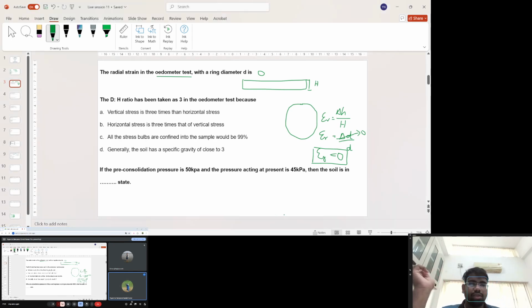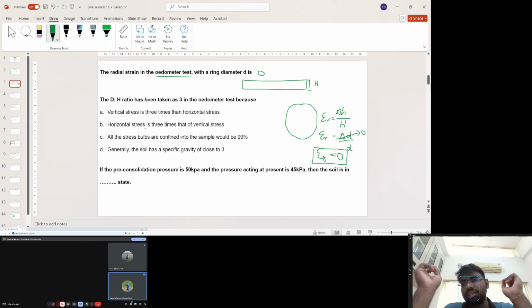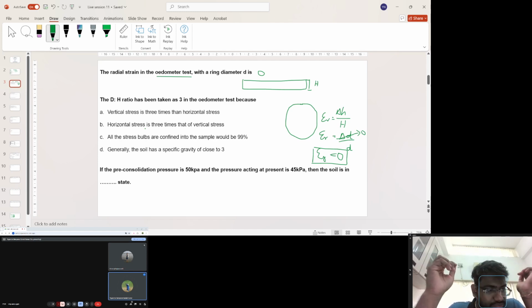Now coming to the next question: the D to H ratio, that is the diameter to height ratio, has been taken as 3 in the oedometer test. What could be the reason? Any idea? No idea, sir.